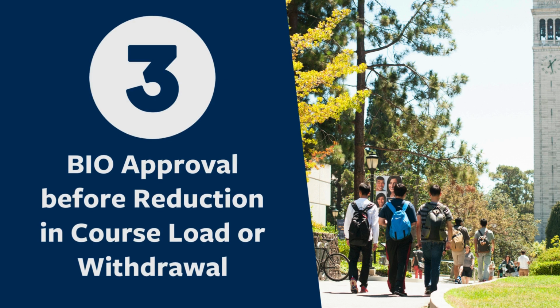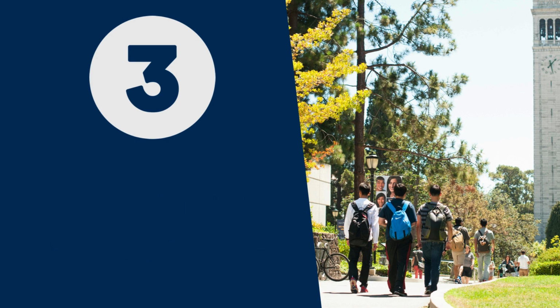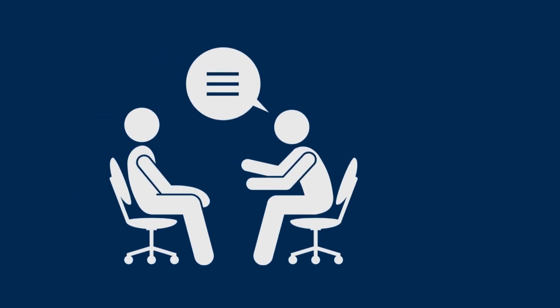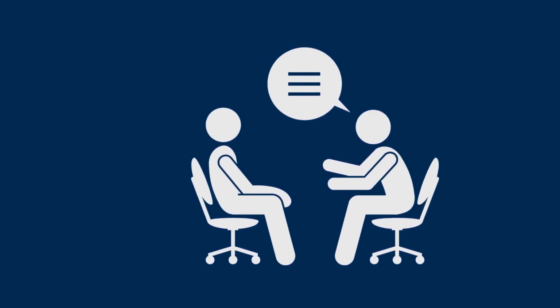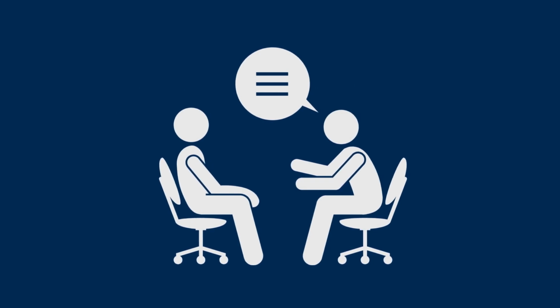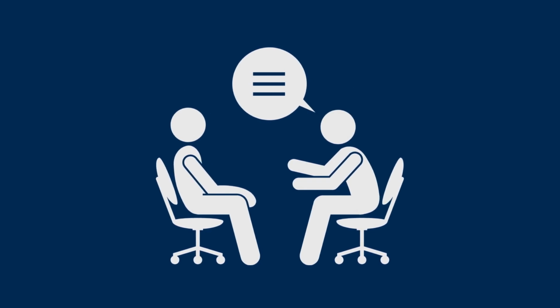The third rule is to always get Berkeley International Office approval before taking any steps to reduce your enrollment to less than full-time units or before withdrawing or canceling. If you are considering dropping below full-time units, withdrawing, or canceling at UC Berkeley, please talk to a BIO advisor before taking any steps to adjust your enrollment. We will guide you through your options.